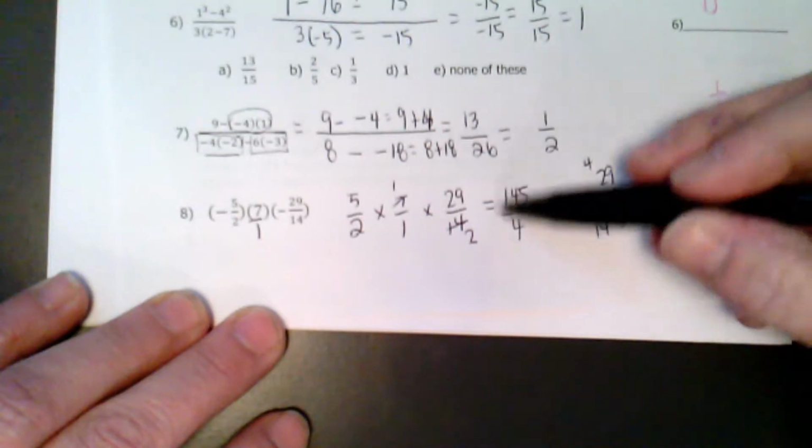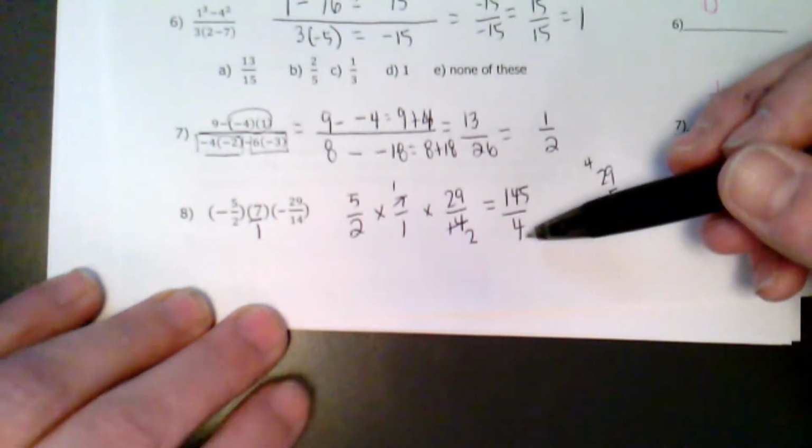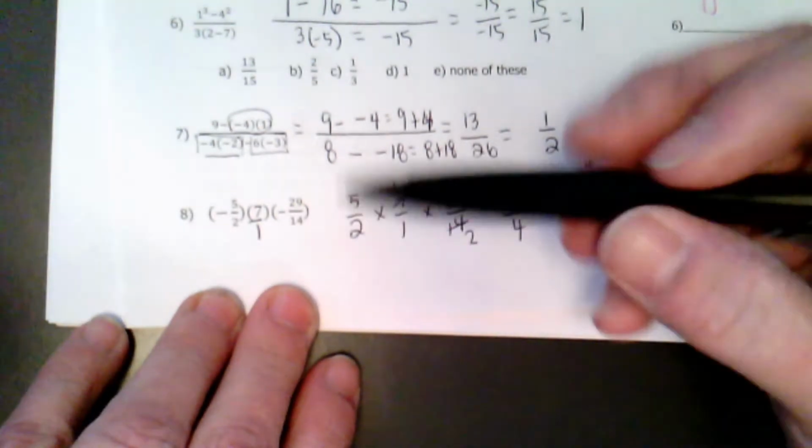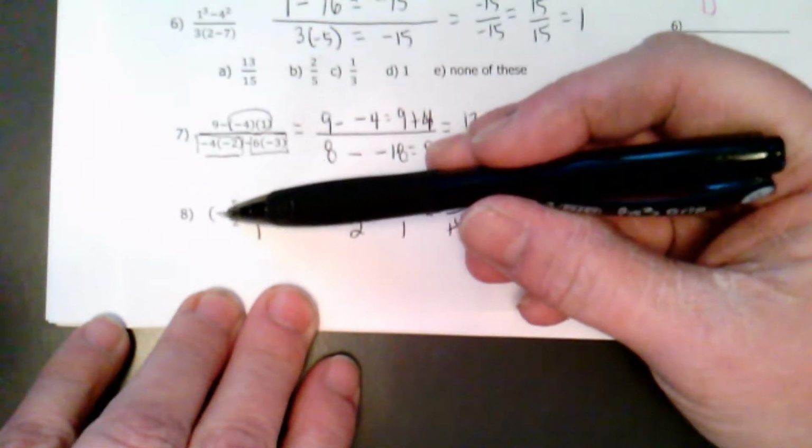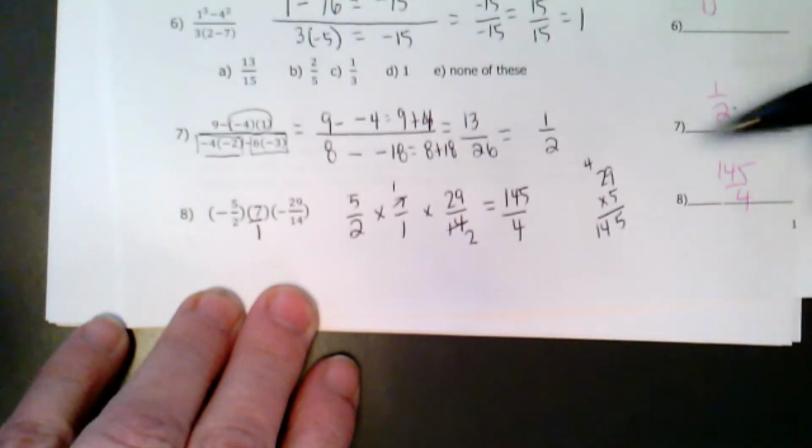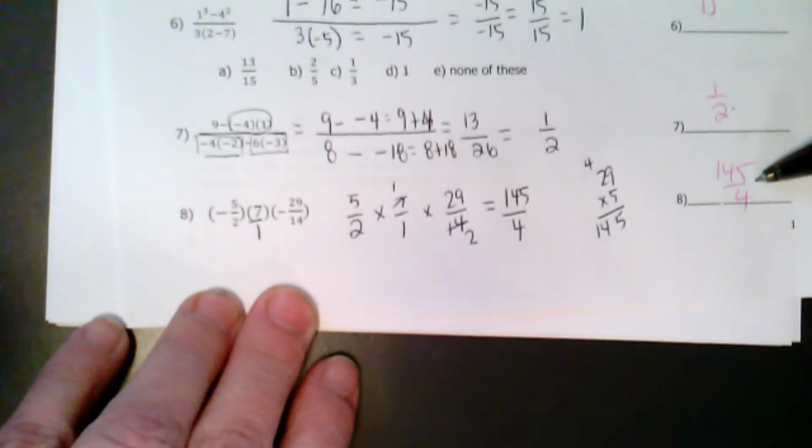You can leave it in this form. You do not have to make it into a mixed number. And then I look back at my signs. I have two negatives. Two negatives cancel each other out and make a positive. So your answer is 145 over 4.